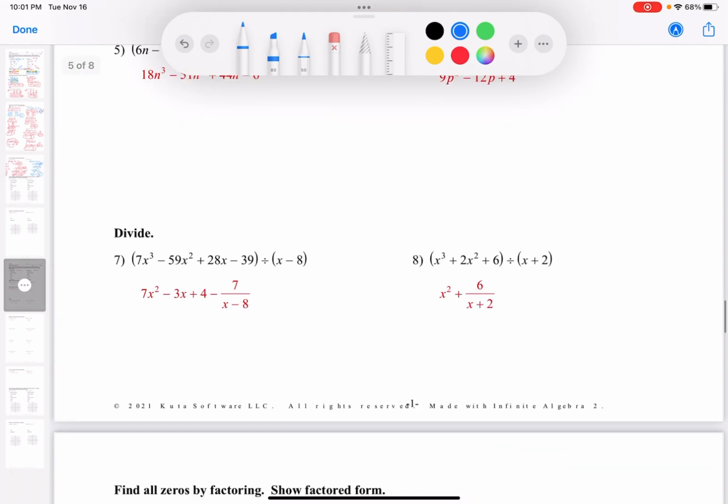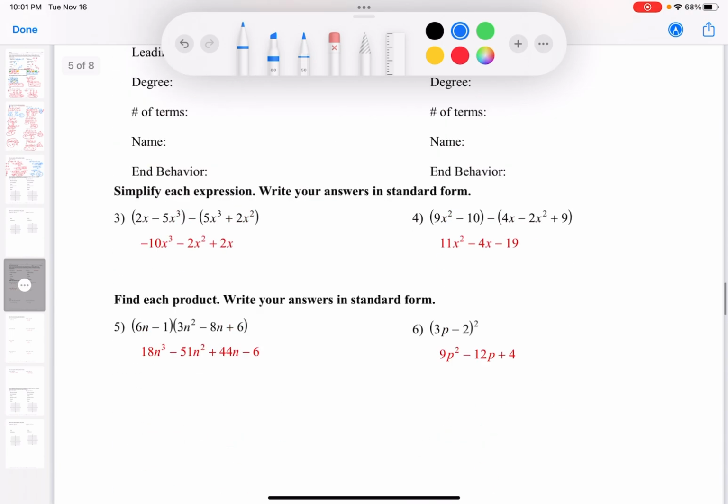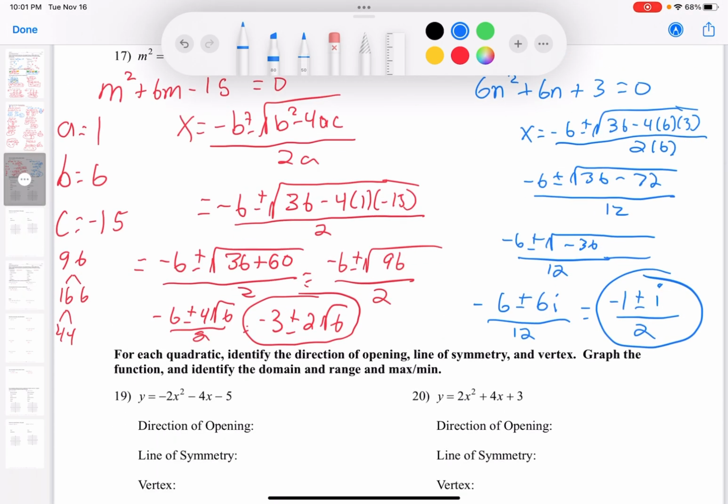Again, let's go check our answers, make sure we're good. Yay, we got it. And there it is. So remember, the square root of negative 1 is i, so that's why it's 6i.